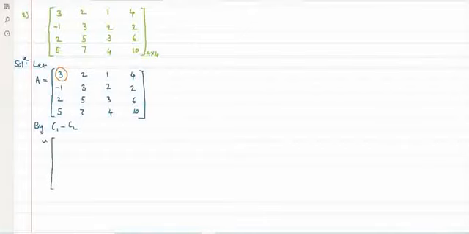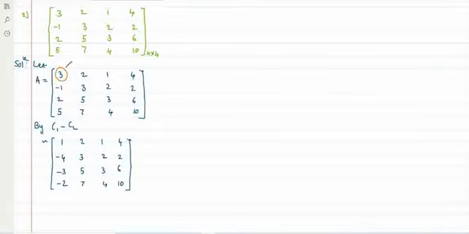So the new matrix, since it is a column transformation, I will represent the matrix column-wise. C1 minus C2: 3 minus 2, minus 1 minus 3, 2 minus 5, 5 minus 7. Verify the calculations. Now the remaining elements remain the same: that is 2, 3, 5, 7, 1, 2, 3, 4, 4, 2, 6, 10. You may continue with your calculations, because the interchange is also possible.